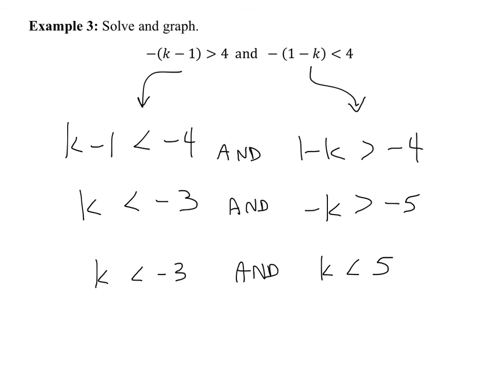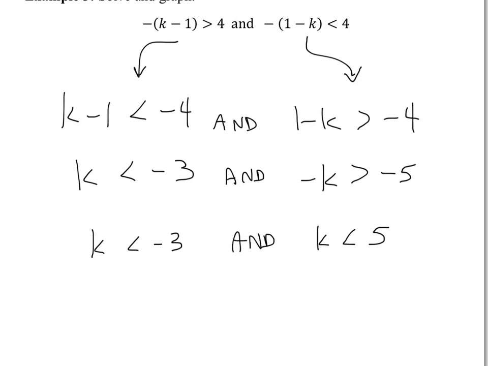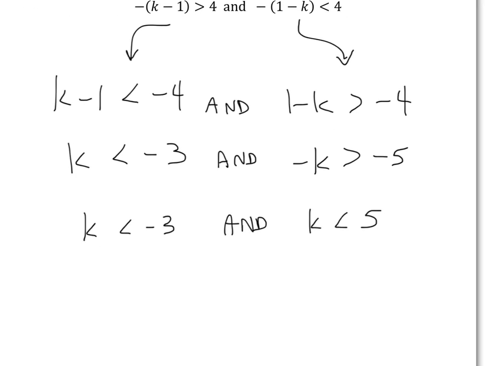This one is interesting. The answer is really interesting. Think about it for a second. They're both less than in the end. It says k is less than -3 and k is less than 5. What does that mean? If it's less than -3 and it's less than 5, how could it be both cases? So basically k is less than -3. Why? Because it's an AND, so they both have to be true.